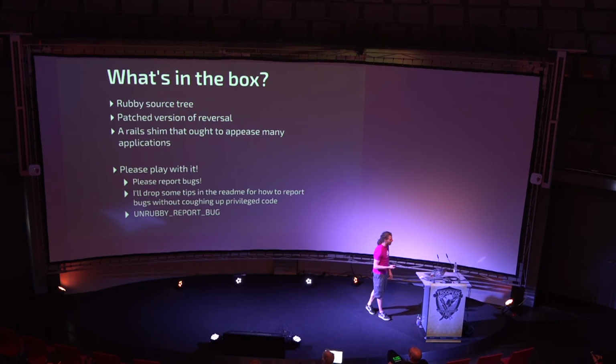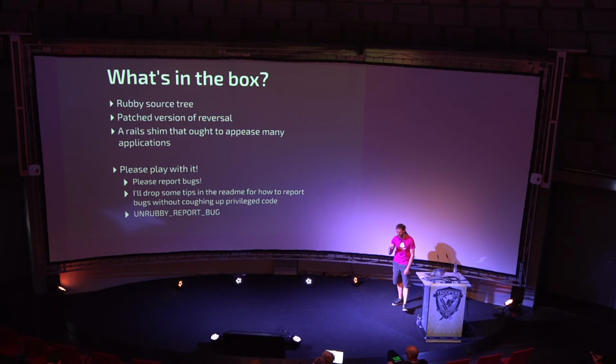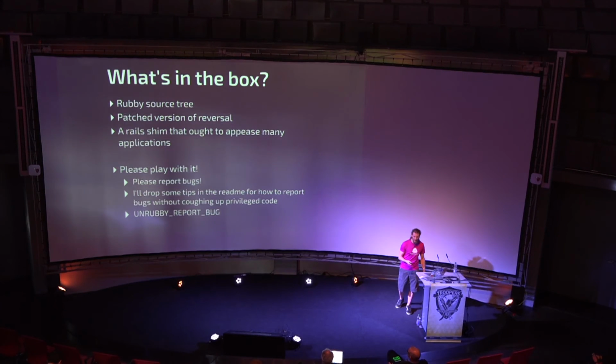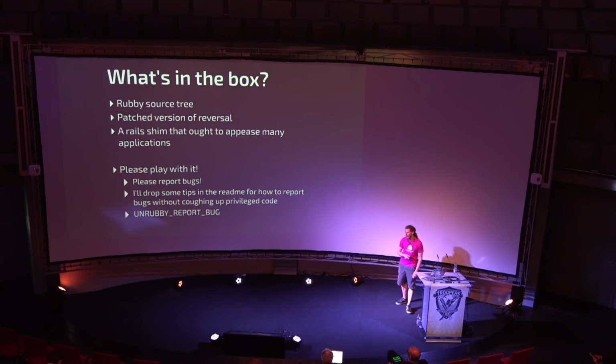So what do you actually get when you unbox unrubby? You get a Ruby source tree, which has a bunch of patches applied to it. You get a patched version of rebuild that has support for modern Ruby, as well as some extra goodies for decompiling in this mechanism that I feel works a lot better because it's behavioral. As well as shims for some other stuff that will just make your life easier. I actually wrote a shim specifically for Rails that will unpack some Rails-specific behavior and tell you things about the application, as well as that ridiculous shim that just nerfs the entire universe so that you can load more or less anything.